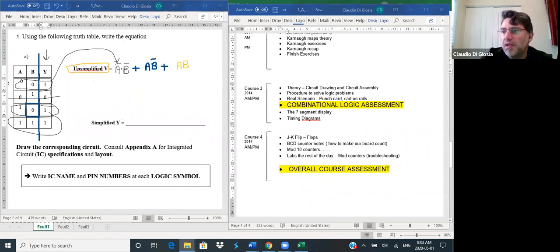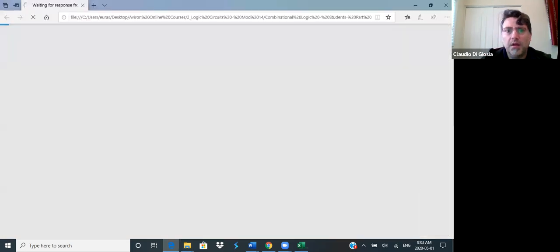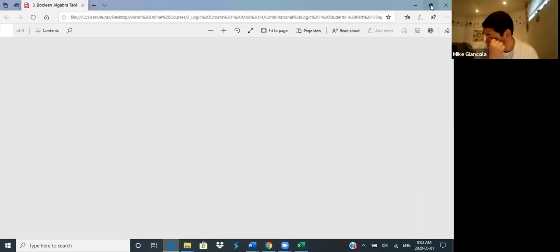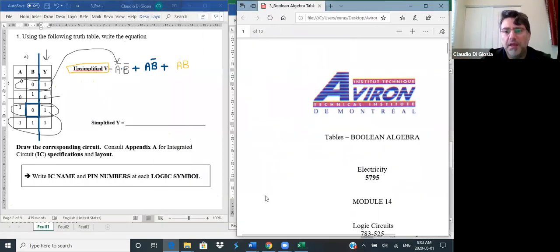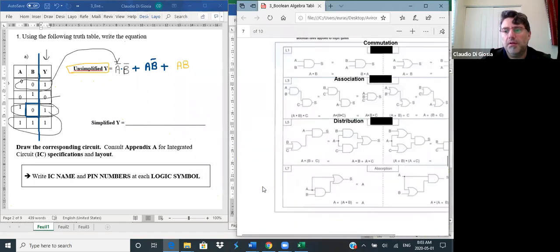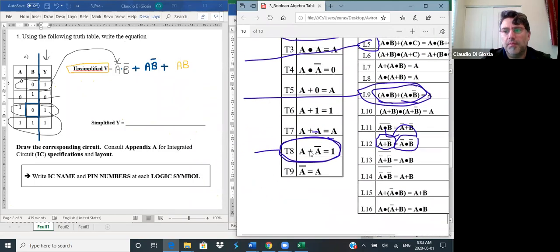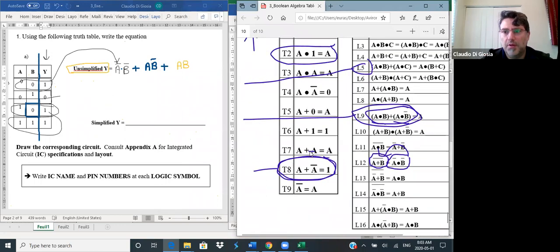Okay, if you remember yesterday, I gave you the handout with all the laws, the last sheet of the Boolean handout. This guy here. So if you go to the last page of this document, they're all there. Okay, but what I use a lot is Law 5 here.